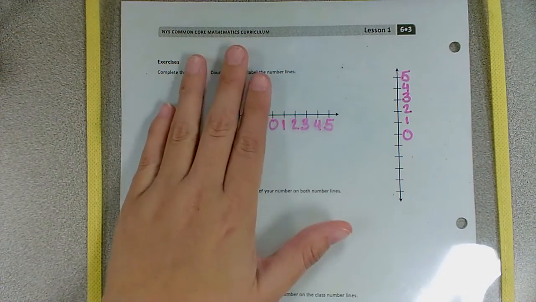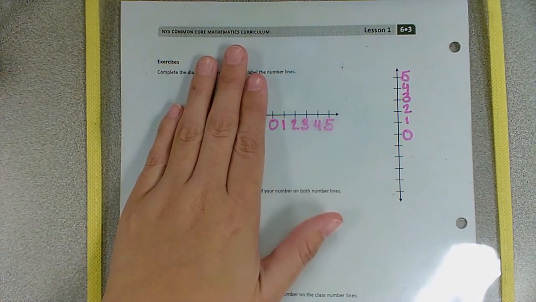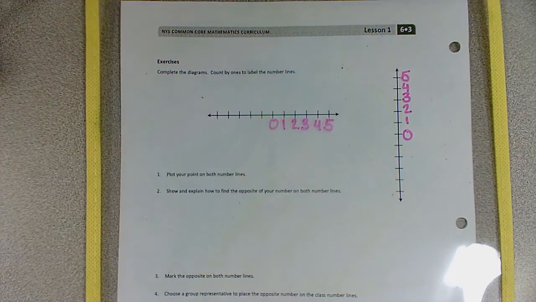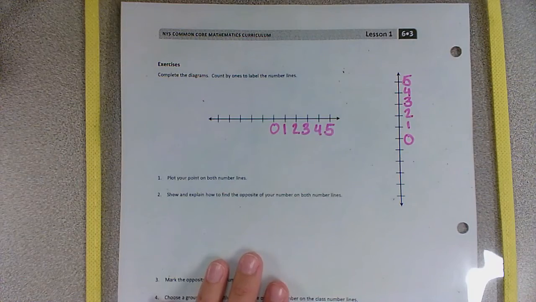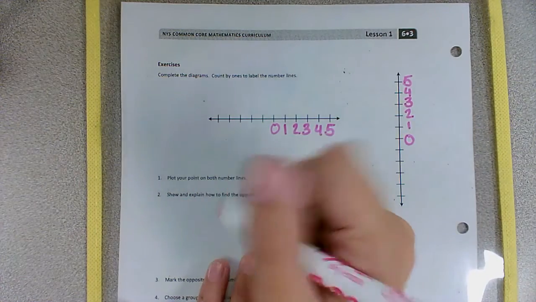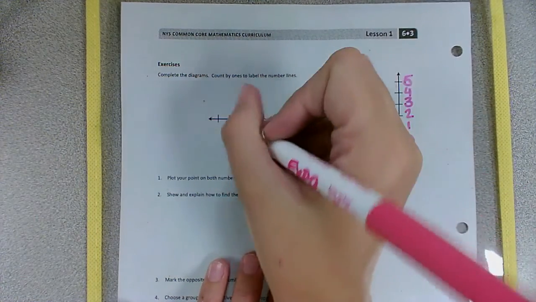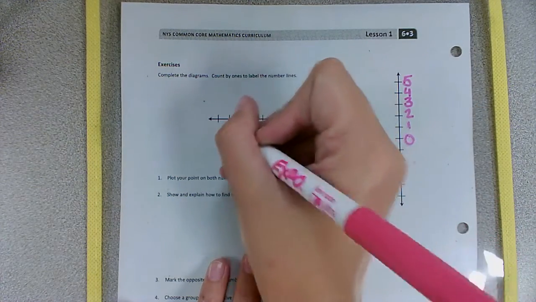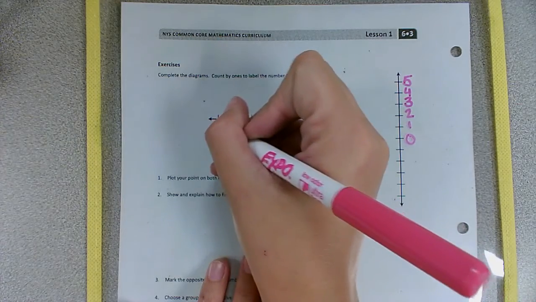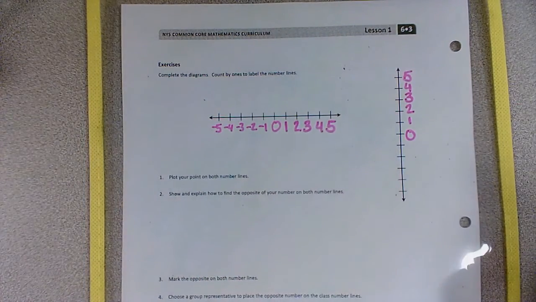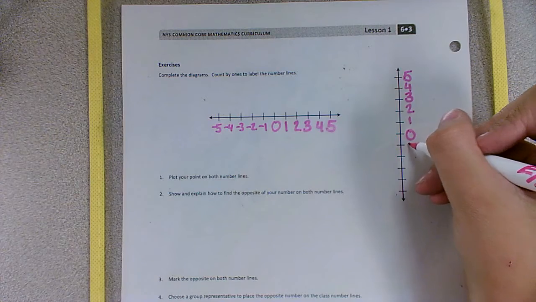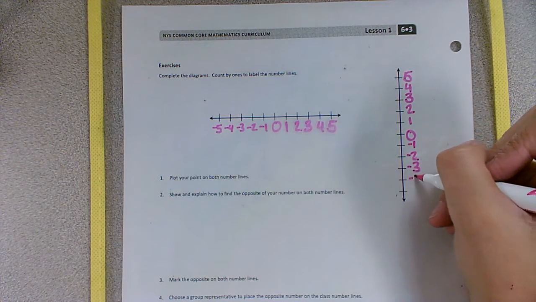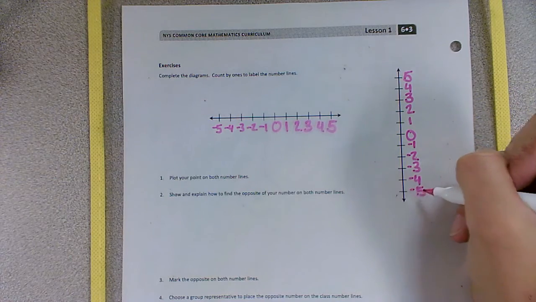Now up until now, our number lines have looked kind of like this. They start at 0 and then they get bigger and bigger and bigger. But now that we're looking at negative numbers, we're going to start going backwards, before 0. So our numbers are going to go backwards, -1, -2, -3, -4, -5. And then same with our other number line, -1, -2, -3, -4, -5.